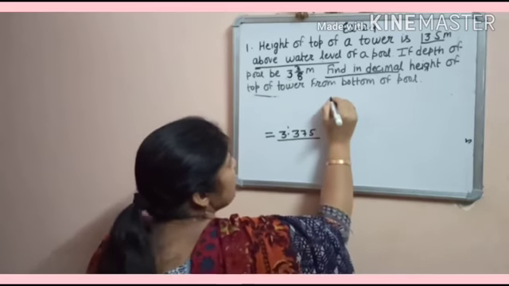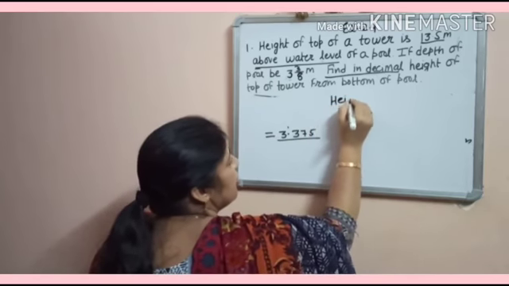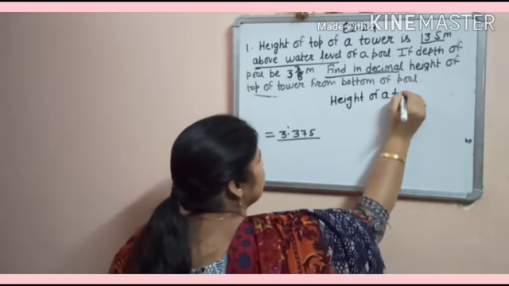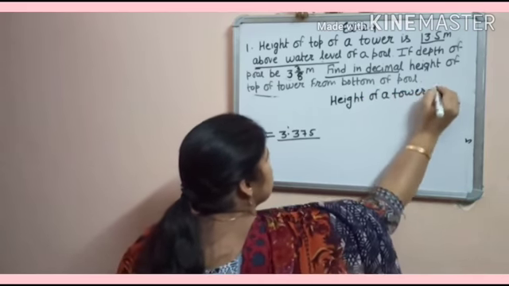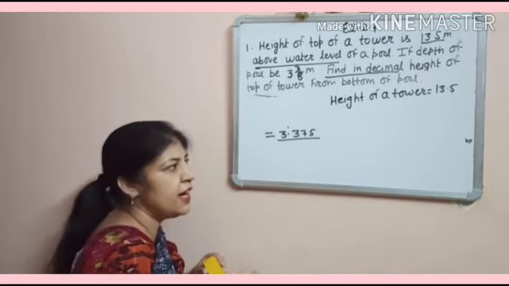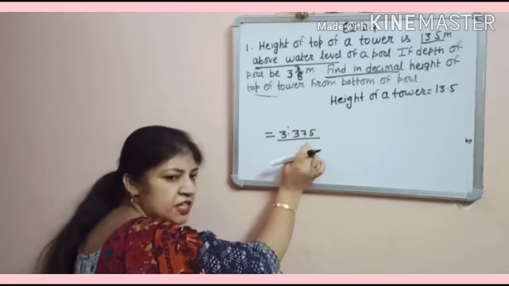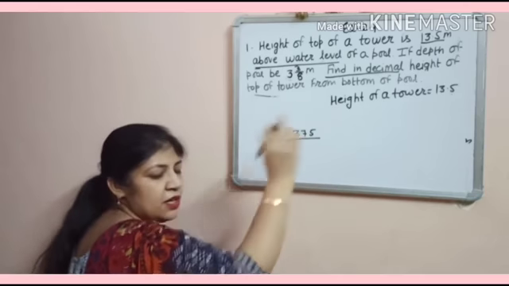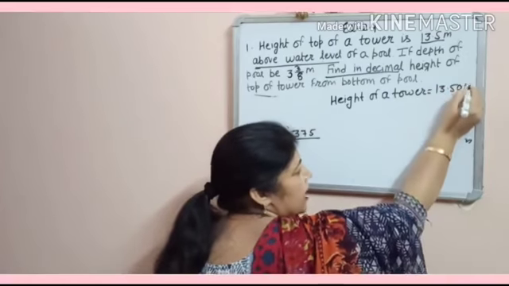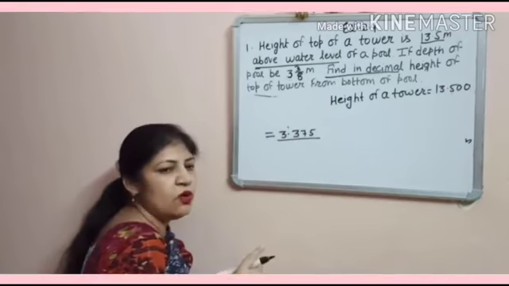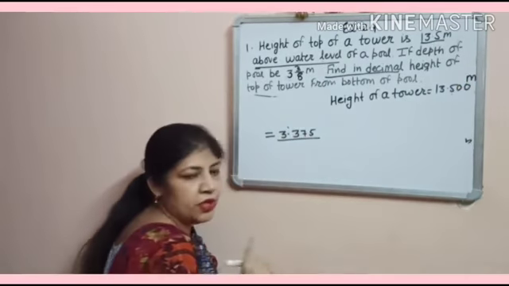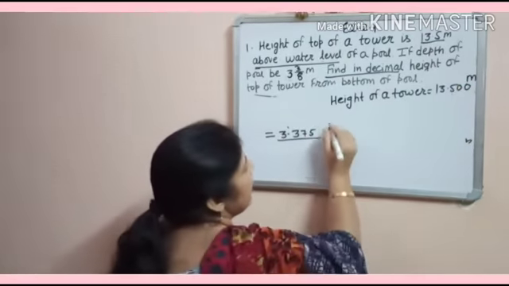So let's start. First, the given height of a tower. It is 13.5. Now how will you make it like? Because here are 3 digits after the decimal, so make 3 digits in this also. So you have to write two 0s at the end. And don't forget to write the unit. Clear?